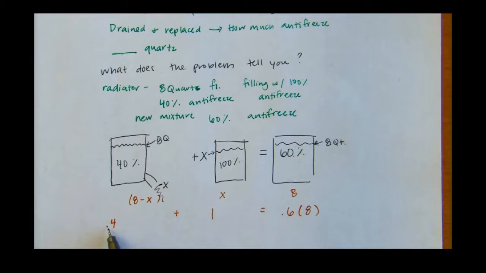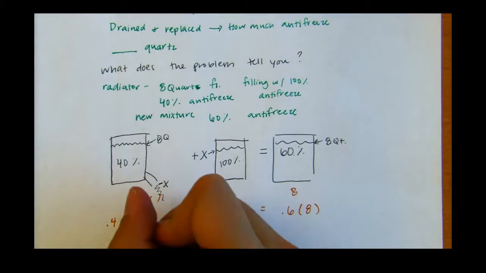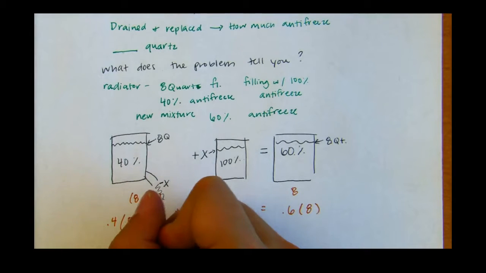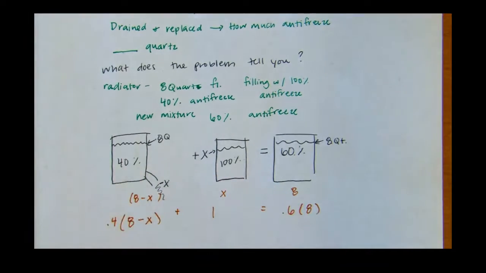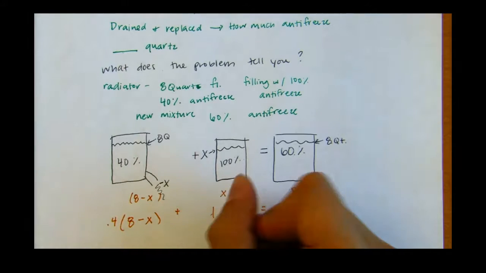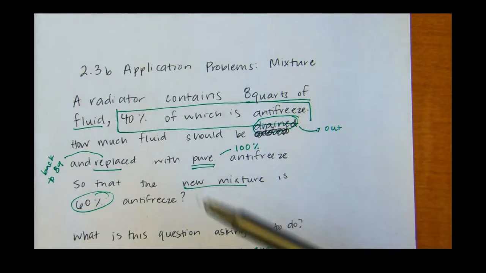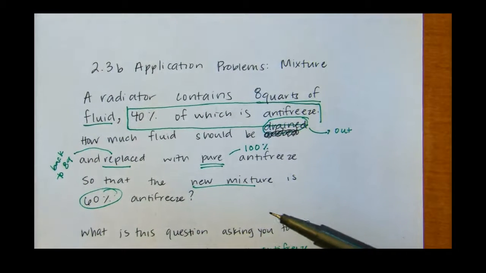So if I've got 40% of 8 quarts minus some amount of quarts, I'm going to multiply these 2 terms. So I've got 0.4 times 8 minus X quarts. And here I've got 100% times some amount of quarts. And now I've got my equation. There's nothing that I'm not considering up here that I'm forgetting about in my equation.